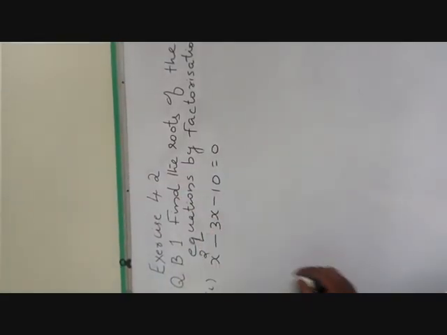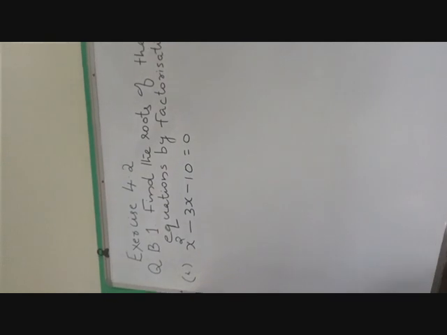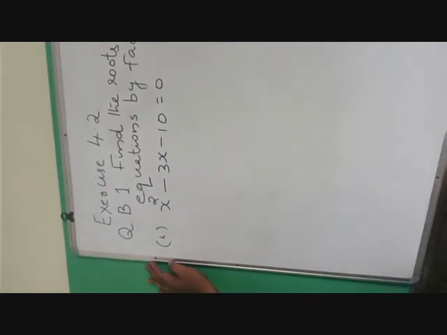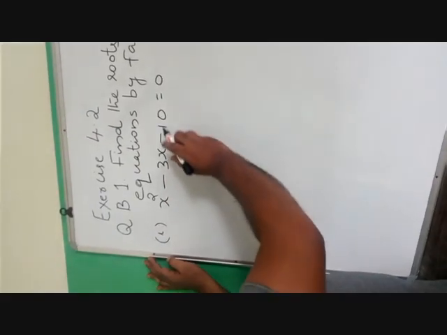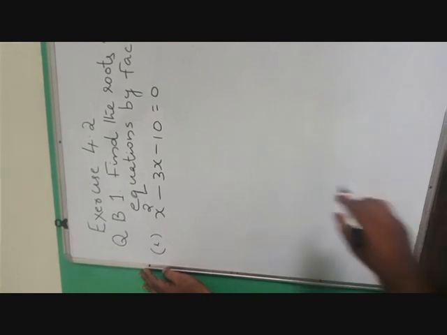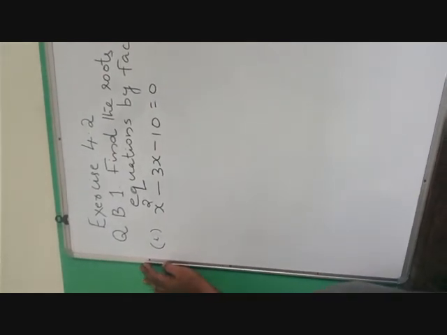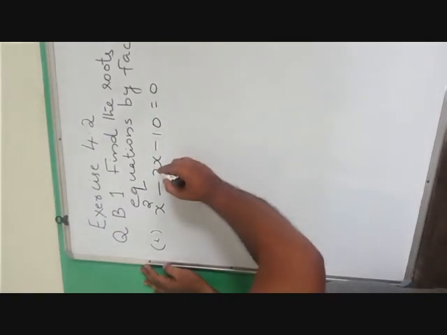Now I am going to explain exercise 4.2 question number B1. Find the roots of the following quadratic equation by factorization. The first question is x squared minus 3x minus 10 is equal to 0. For finding its answer, we have to factorize this equation. For factorizing this equation, we have to split the middle term.